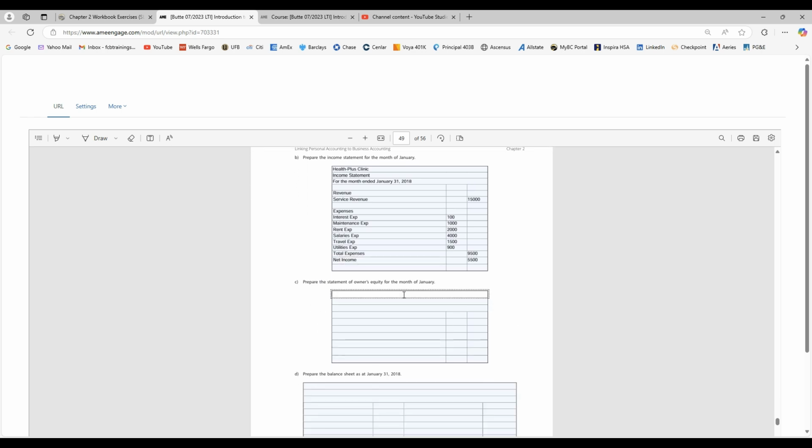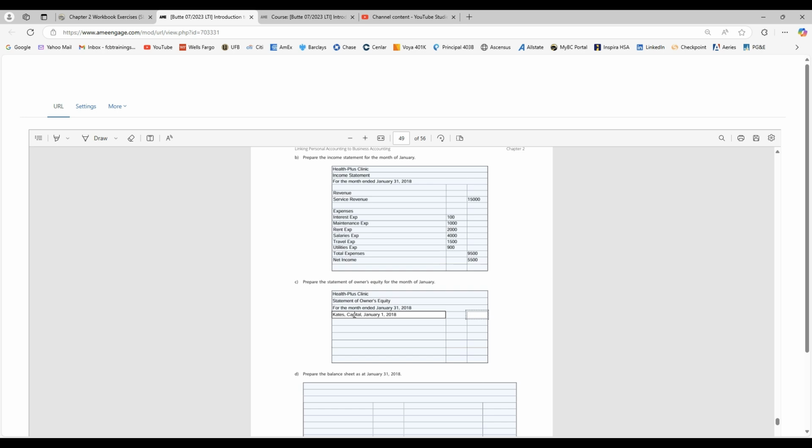And then we want to prepare the statement of owner's equity. So I'm just going to save a little time by copying and pasting the name. Statement of owner's equity for the month ended. So it's a full time period. It's not just as of a date like it is for the balance sheet. And then we're going to basically break out the activity in equity during the month of January.